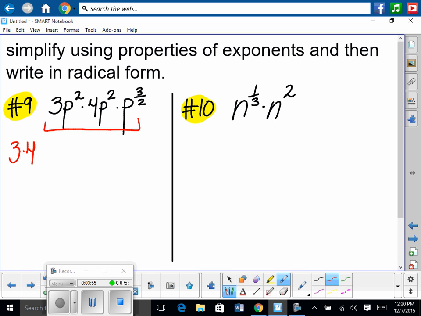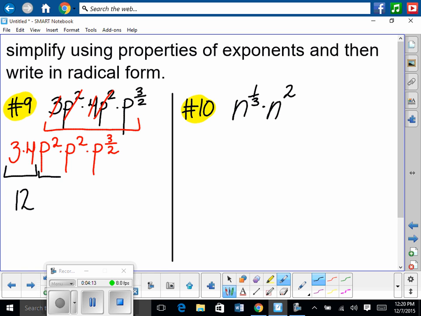So I put 3 times 4. I'm just reordering it. I have a times p squared, times p squared, and then I have times p to the 3/2 power. Now from here, you're just going to simplify. So with numbers, we know we're just multiplying. 3 times 4 is simply 12.